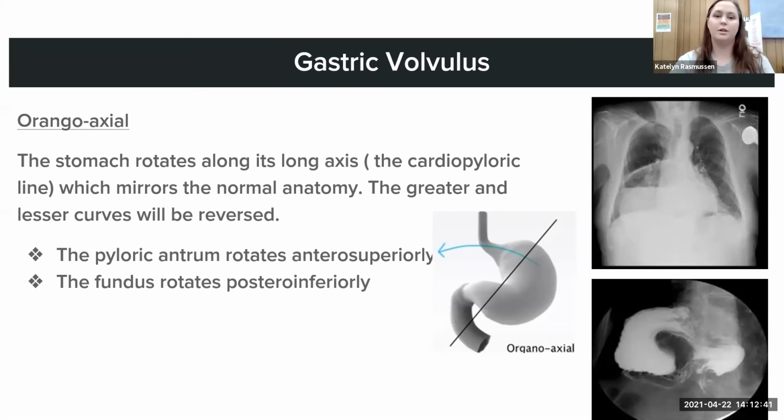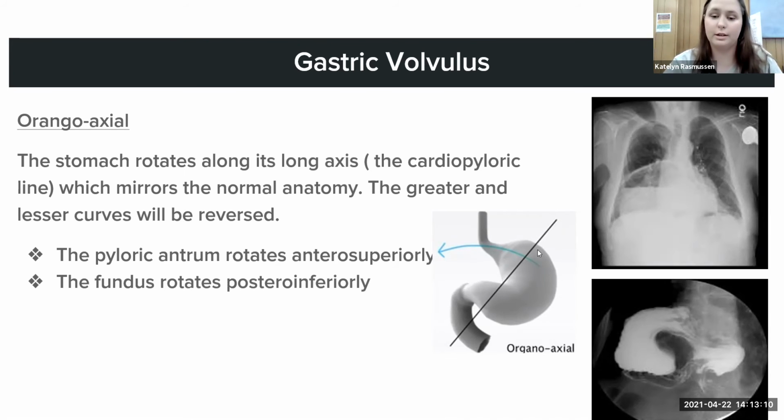Alrighty, so I'm going to go a little more in depth on each kind of gastric volvulus. The first one is organoaxial, which is when the stomach rotates along its long axis, and there's a line drawn called the cardiopyloric line, and that's where it flips over. So it mirrors the normal anatomy. The greater and lesser curvatures of the stomach will be reversed. The pyloric antrum rotates anterior-superiorly, and the fundus rotates posterior-inferiorly.